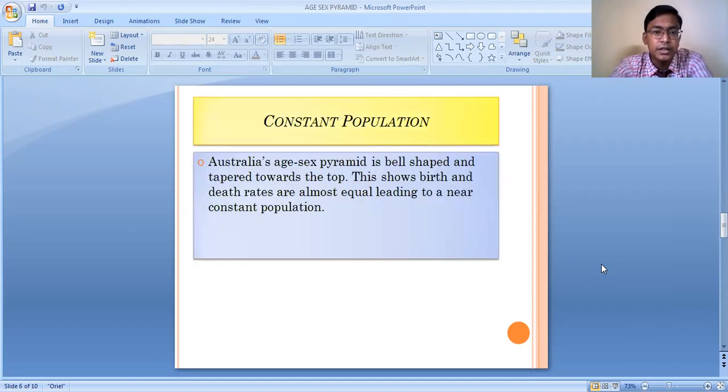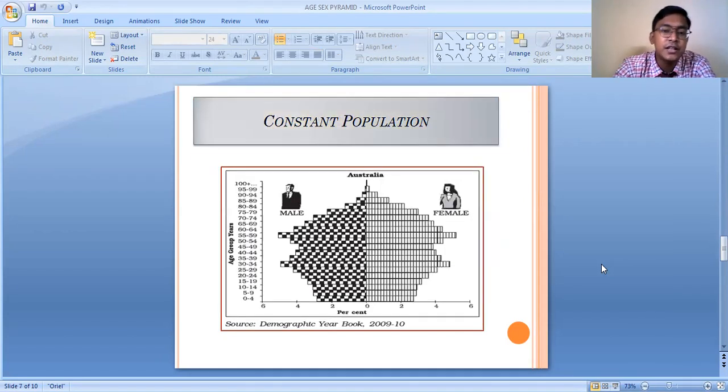Now the next one is the constant population. In a constant population, you will find that instead of increasing in the lower age group, the population has become reduced. In the middle age group, you find more people. That means these people were in the lower age group around 20 to 30 years ago, but now they are in the middle age group, and fewer people are in the lower age group nowadays. Why? Because the birth rate was high before, but now the birth rate has reduced, and the population is not increasing so much nowadays, so it is a constant population.